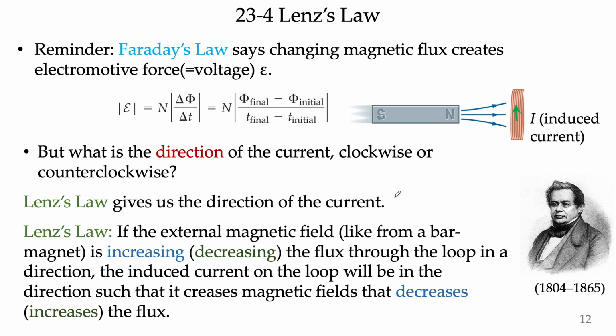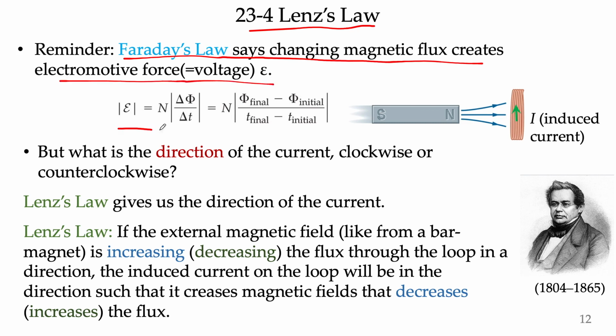Okay, so now we move to Lenz's law, chapter 23, section 4. Let's remind ourselves that Faraday's law says changing magnetic flux creates electromotive force. And Faraday also taught us the formula: if you want to calculate the electromotive force, it's going to be N times the change in flux. But what is the direction of the current? Is it going to be clockwise or counterclockwise?